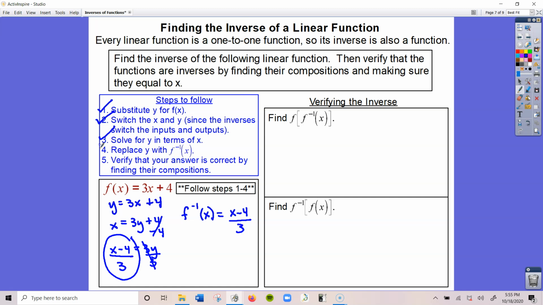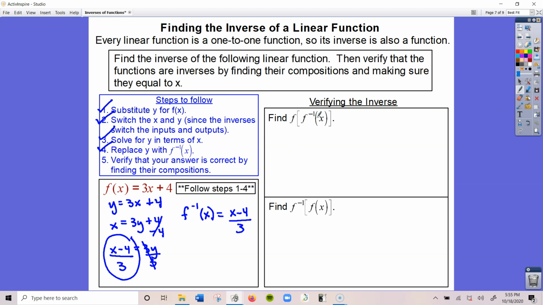Now, once we have found our inverse, we are going to verify that our answer is correct by finding the compositions. If you do not get that the composition is equal to x, then that means something went wrong, so try again. Go back and check your work where you found your inverse.